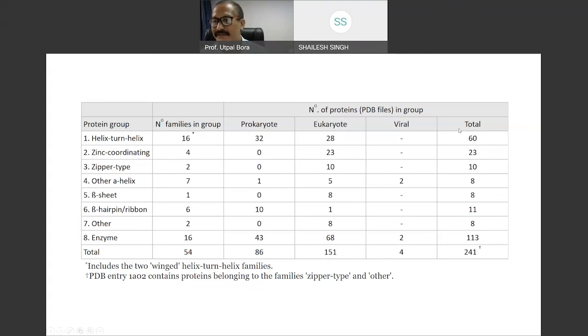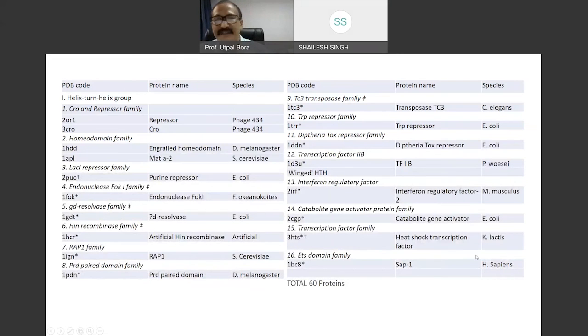So in total you have around 60 members of helix turn helix, 23 zinc coordinating, 10 zipper types, other helix 4, 8, beta sheet 8, beta hairpin ribbon 11, others 8, and enzymes you see the largest family, 113. But this is a very, very heterogeneous family. And in total you have around 241 proteins, right?